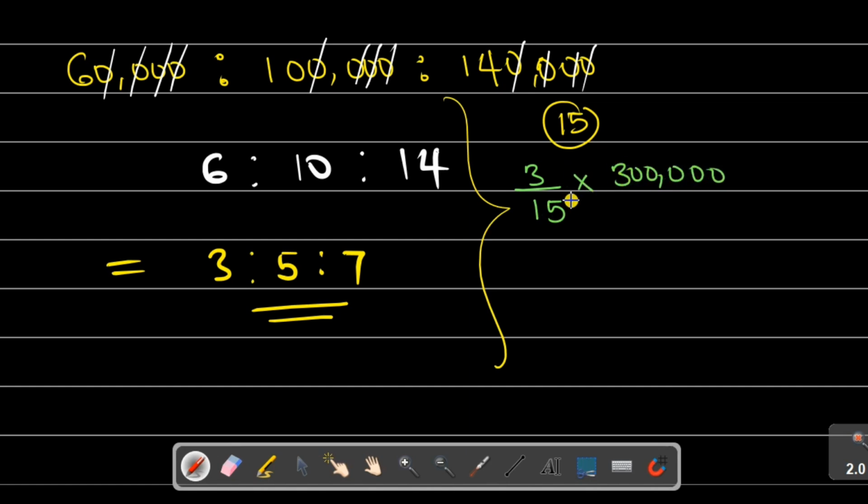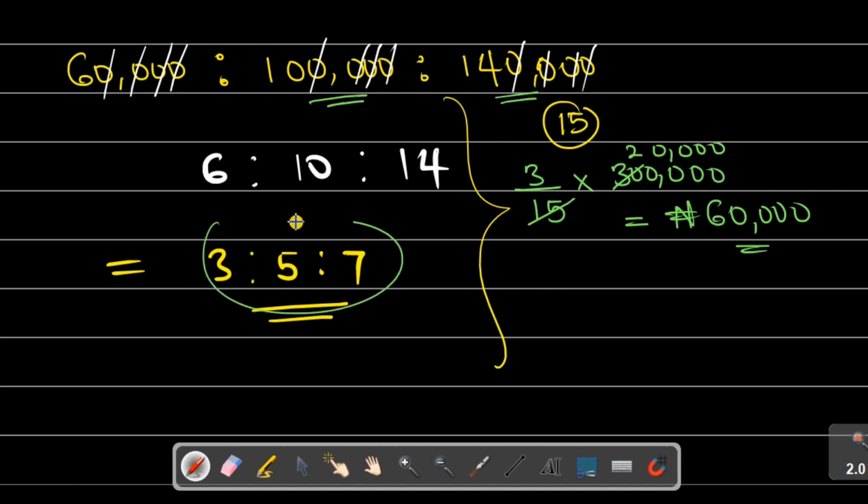Of course, 15 into 30 is 2, then with the 4 zeros gives us 20,000. So 3 times 20,000 is equal to 60,000, which is exactly the share of the first person. If you do the same for the other two, 20,000 times 5 is 100,000, which is the second share, and 20,000 times 7 is 140,000, which is the third share. So that means the ratio is correct.